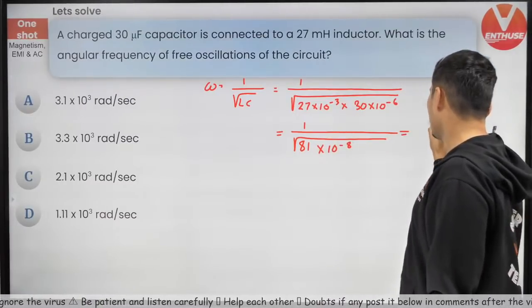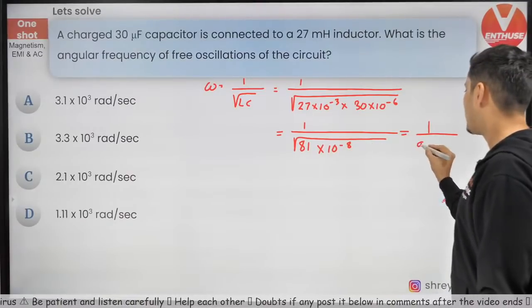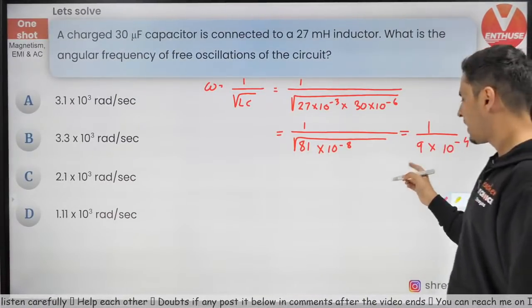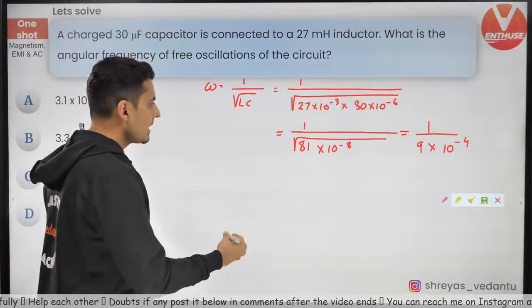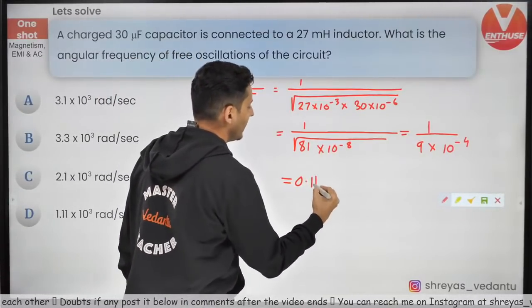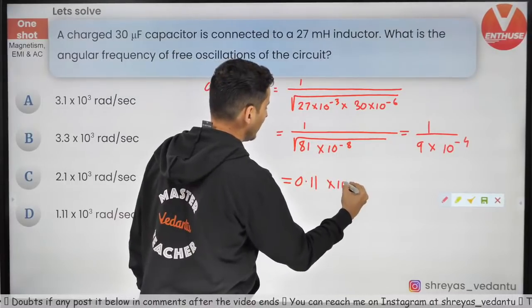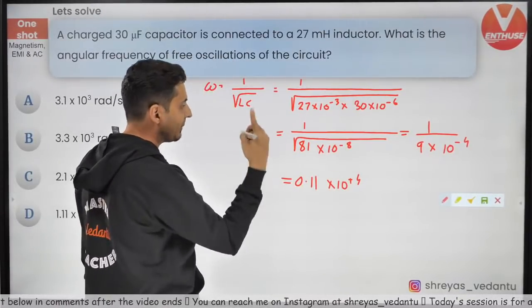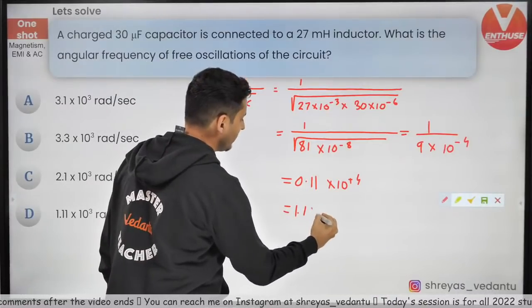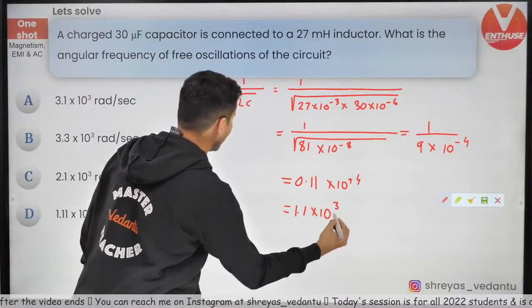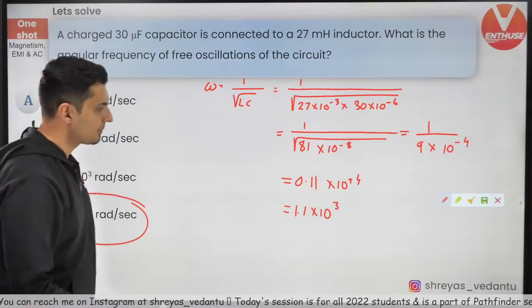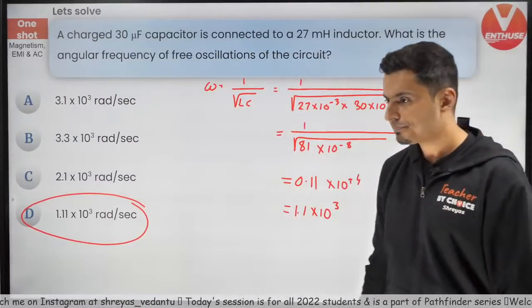Okay, so this will become 1 by root 81, which is 9. Root of 10 to the power minus 8 is 10 to the power minus 4. 1 by 9 is 0.11 recurring into 10 to the power minus 4. It will go on the top, it will become 10 to the power plus 4. So this will become 1.1 into 10 to the power 3. Do we have it? Yes, I think we have it. That's the answer. Perfect.